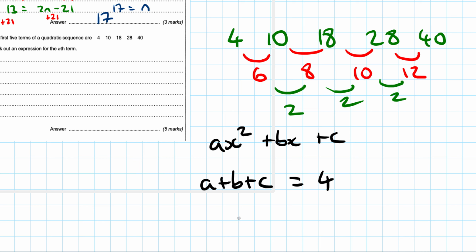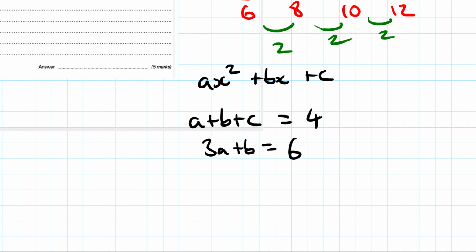The next one that we have is going to be 3a plus b is equal to 6. It's not the second term, sorry, it's the first term of the first difference, so it's equal to 6. It's the difference between the first and the second term. And then the final one is that we know our a term is equal to the second difference, 2 divided by 2, which is equal to 1.